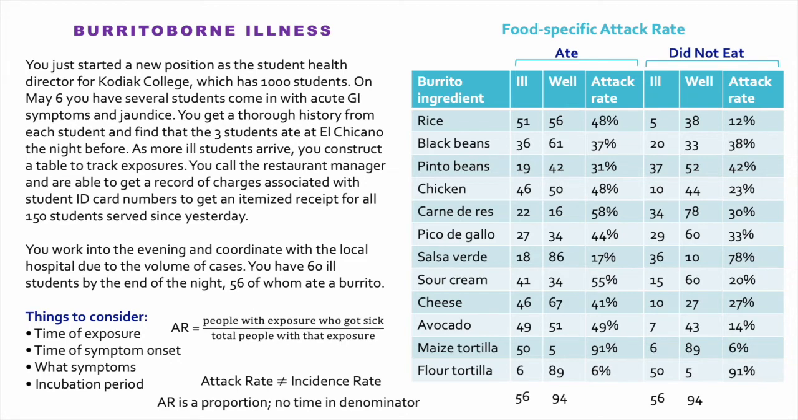Attack rate is similar to incidence rate, but it's not exactly the same because it's a proportion rather than a rate, and time isn't actually in the denominator. Attack rate is used for an outbreak investigation of an acute illness, and the convention is for attack rate to refer to cases that occurred during the time frame of that particular outbreak. So it could be over a week or over a couple months, depending on the outbreak.